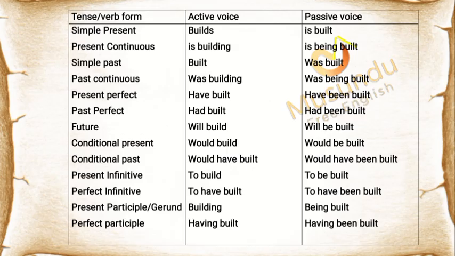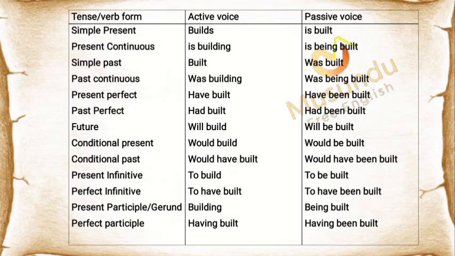Present perfect: have built, have been built. Past perfect: had built, had been built. Future: will build, will be built. Conditional present: would build, would be built. Conditional past: would have built, would have been built. Present infinitive: to build, to be built. Perfect infinitive: to have built, to have been built.